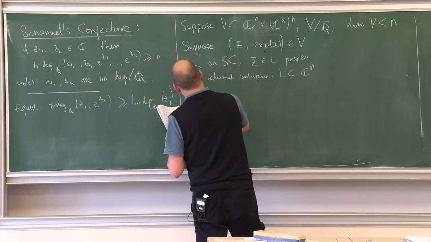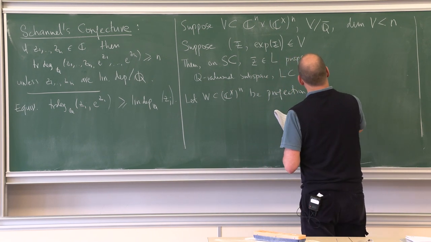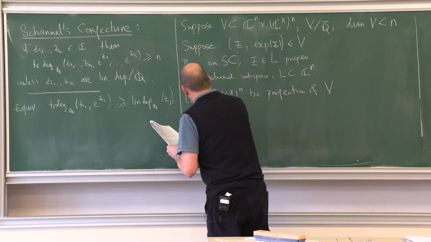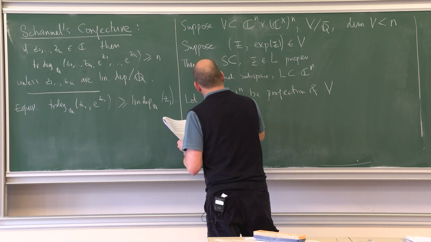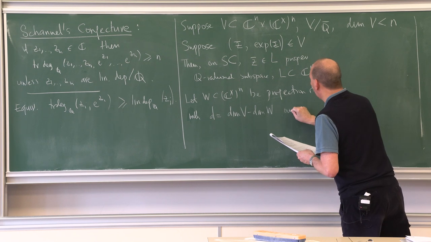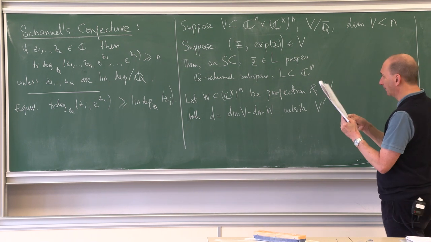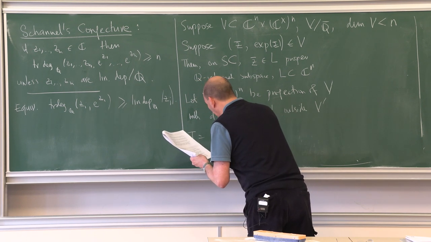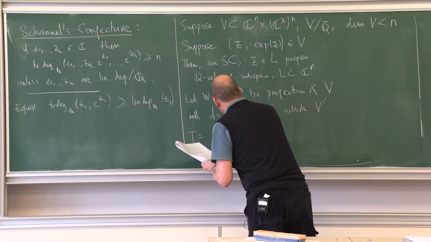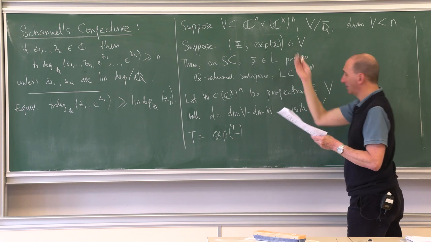And now I let W in C cross to the n be the projection of V, with D equals dim V minus dim W, the generic fiber dimension outside some V prime. So there'll be a proper special subvariety, maybe not irreducible, V prime, outside of which the projection of V to W has its generic dimension. And I'll let T be the projection of L. Well, so that's exp L, right? The projection of L. I mean, the projection map is the exponential map.